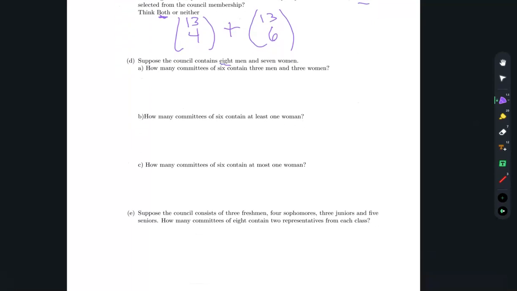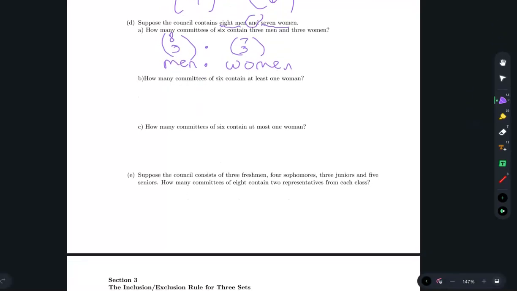Now let's talk about if those 15 people have 8 men and 7 women. You see the word and, so you're thinking men and women, right? That means you're going to be multiplying. So if I want the committee of 6 to contain 3 men, out of the 8 men, I choose 3, and out of the 7 women, I choose 3. So that would be the answer.